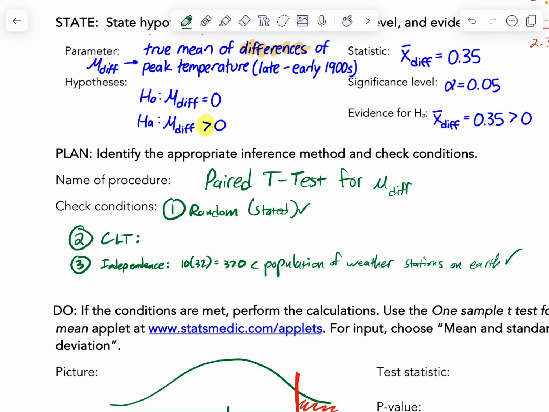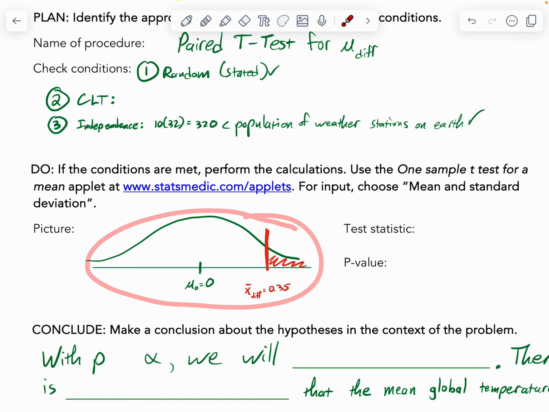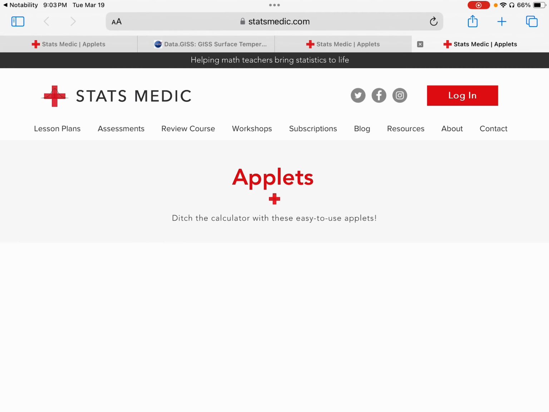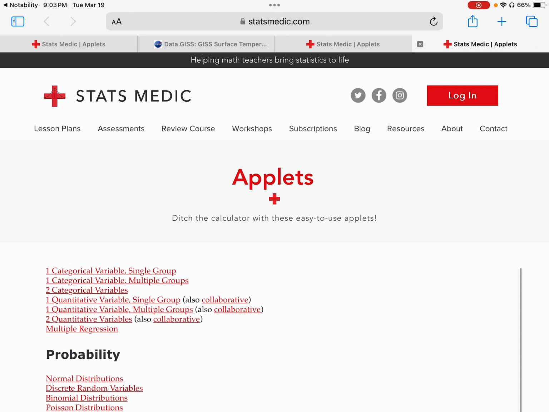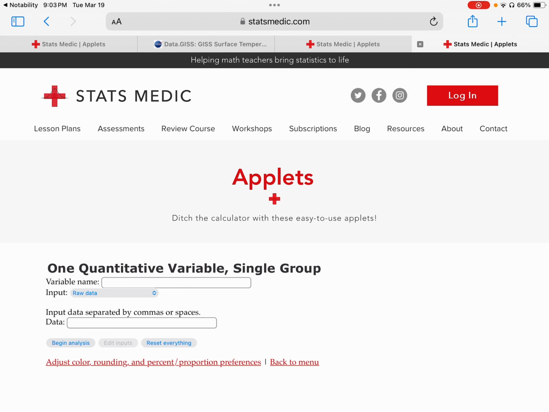Conditions are all met. We're going to use the applet here. You can also do the calculator, but I'm going to do the applet. Okay. So we've got the curve drawn like this. The null is that there's no difference, but our sample gave us a difference of 0.35. When you open the applet up, you can choose one quantitative variable, single group, like this.